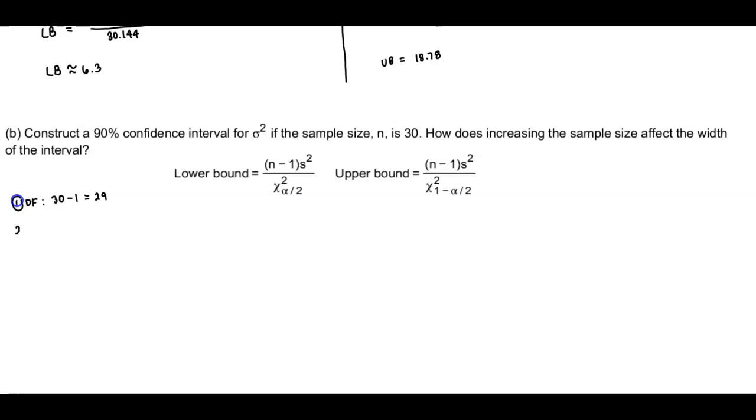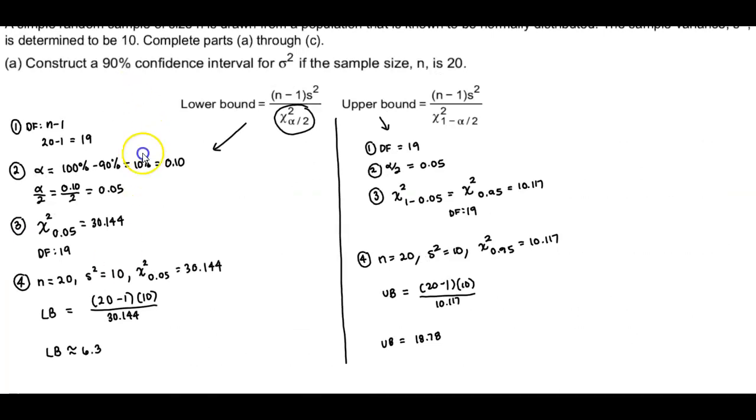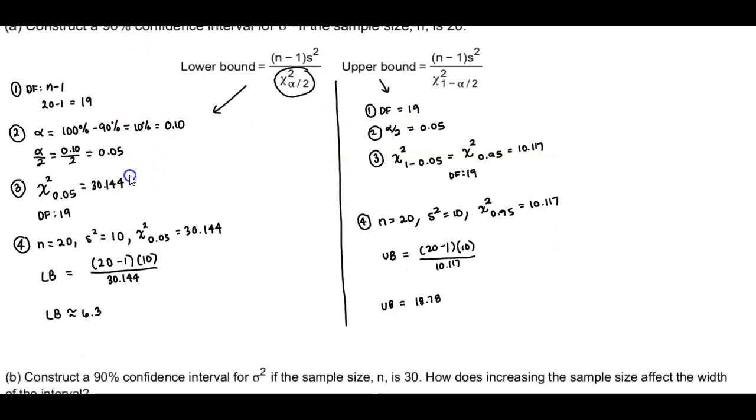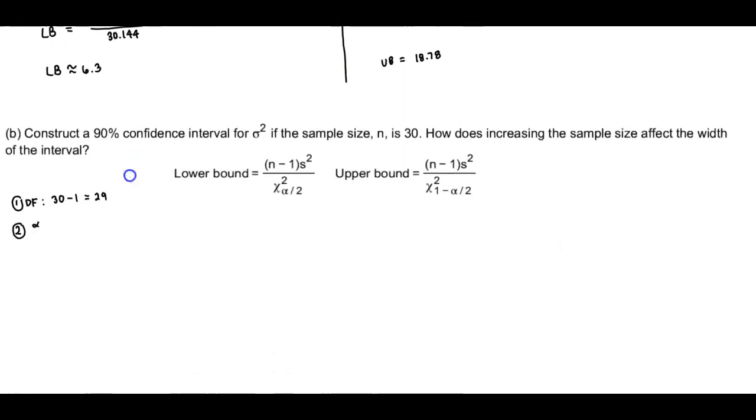Okay, and then we're constructing a 90% confidence interval. Well, we did the same thing up here for 90%, so we already know that alpha divided by 2 is 0.05, so we don't have to go through that again. Now, if we're looking for the lower bound, we want to find the chi-square critical value that has an area of 0.05, and we know the degrees of freedom is 29. Okay, so let's find out what that critical value is.